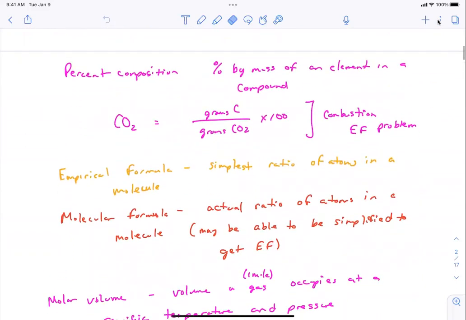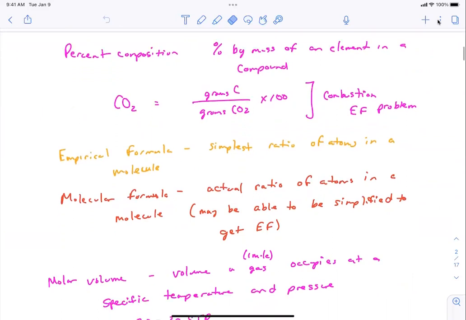Percent composition is the percent by mass of an element in a compound. So it's the total mass of one element in the compound divided by the total mass of the compound, the molar mass, times 100. So if you have two H's, like H2O, you have to multiply the molar mass of H by 2 to get the mass on top. And that's used in combustion and empirical formula problems.